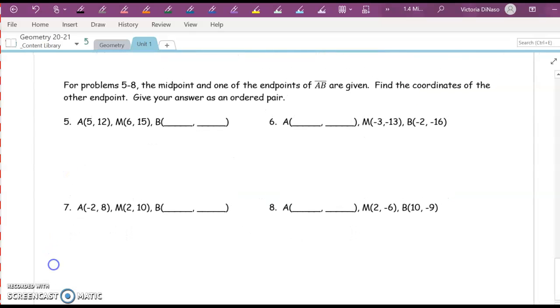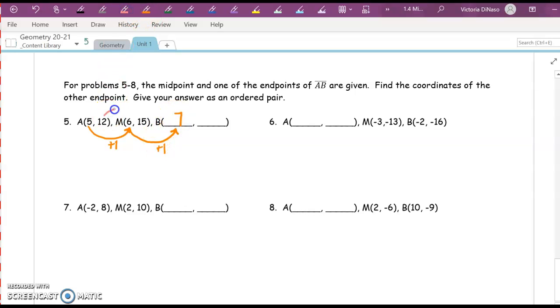For numbers 5 through 8, the midpoint is given and one of the endpoints of AB is given. We have to find the coordinate of the other endpoint and give our answer as an ordered pair. So this is doing a whole lot of counting, all right? We're going to be counting from endpoint to midpoint, and then midpoint to the other endpoint. So we're going from x to x again. From 5 to 6, I'm going up 1. So from 6 to my next endpoint, I need to also go up 1. So we have 6 plus 1, which is 7.